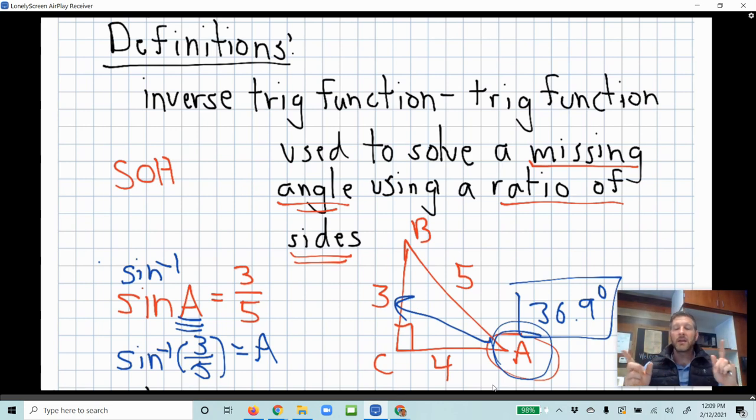So what inverse trig functions allow you to do is to take the side ratios of a triangle and then solve for the missing angle measurement.